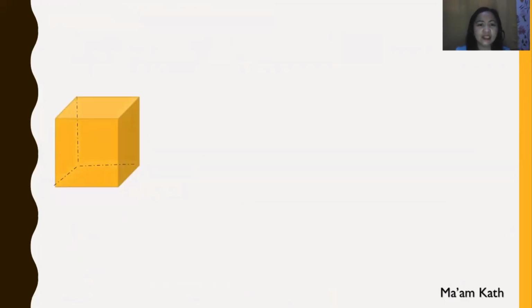Now look at this example. Is it a rectangular prism? No, it is a cube. So when we say cube, it has 6 square faces. Now let's look for the net of this cube. How are we going to form a cube?